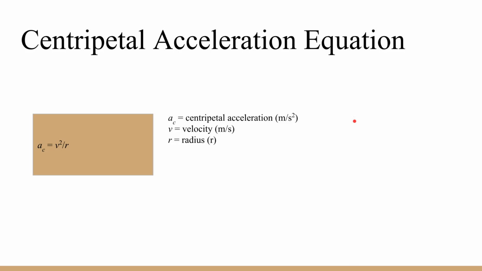So here's our equation for centripetal acceleration. a_c, which is measured in the same units as regular acceleration, meters per second squared, equals v squared over r, where v is the velocity in meters per second and r is the radius in meters. It should say meters, not r. R is not a unit, so it's meters.